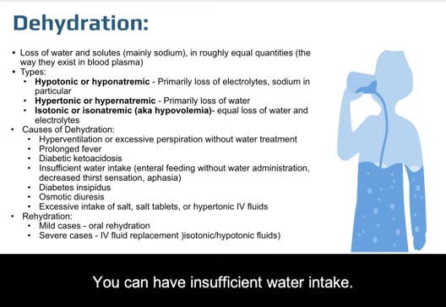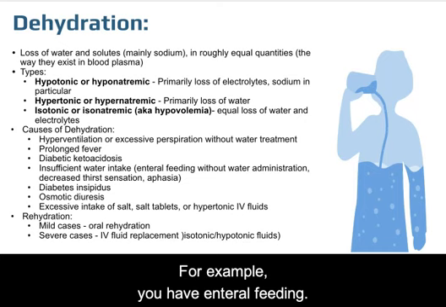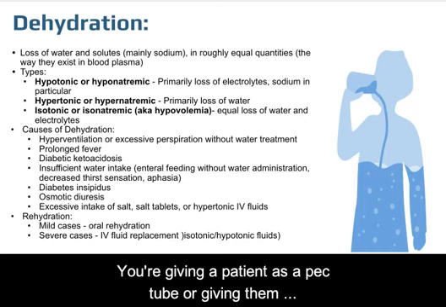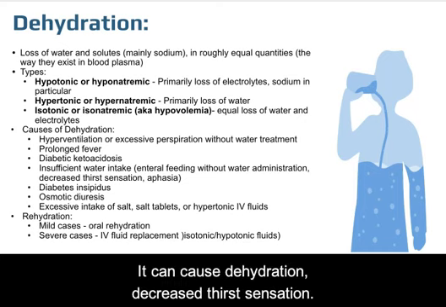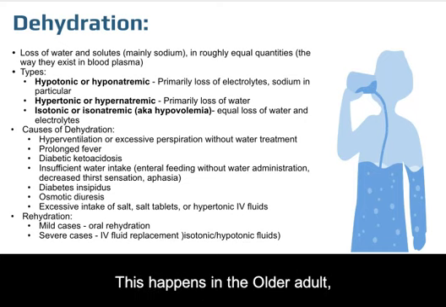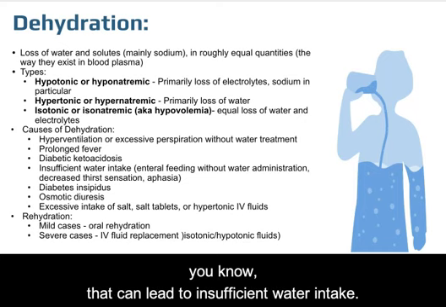You can have insufficient water intake. Some people do not get enough intake of water. For example, you have enteral feeding. A patient has a PEG tube and we're giving them feeding through the PEG tube, but we're not giving them water. It can cause dehydration. Decreased thirst sensation. This happens in the older adult, or aphasia. There are a lot of reasons that can lead to insufficient water intake.